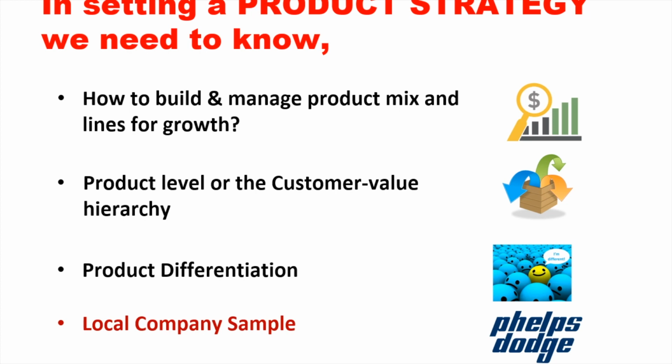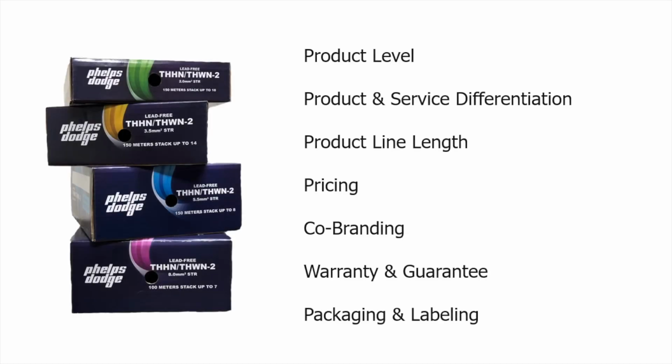An example of a company with a product strategy is Phelps Dodge. They aim to exceed customer expectations through high-quality products and value-added services like training and technical assistance. To grow, they offer value-engineered products and use various pricing strategies. They produce products for customers using their brand and provide warranties and guarantees.